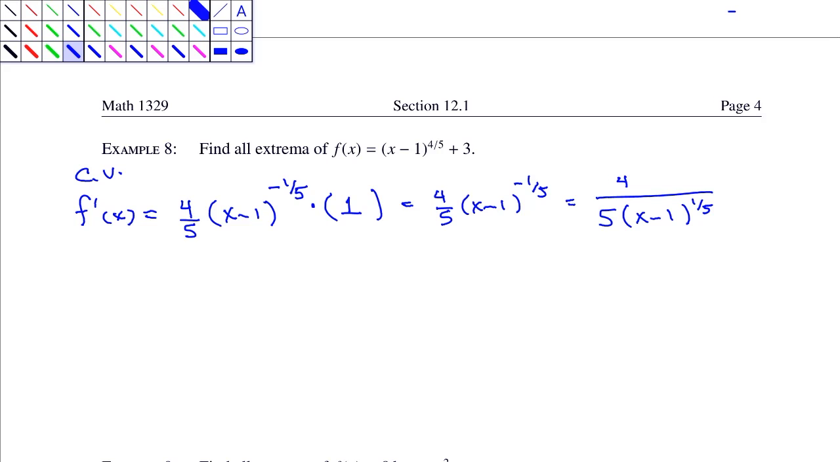Next, we want to find the critical values. The critical values occur when the derivative is equal to 0 or when the derivative is undefined. So if we want to know when f prime is equal to 0, we have a fraction for f prime. We take the numerator and we set it equal to 0. So we get 4 equals 0, which yields no solutions.